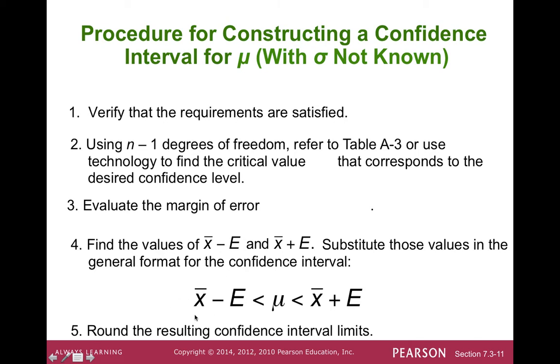So this side will be the low end of the interval, and this will be the high end of the interval. We're able to estimate that our population mean falls within that range. And then we're able to round and make those confidence interval limits, similar to what we saw in the last section.